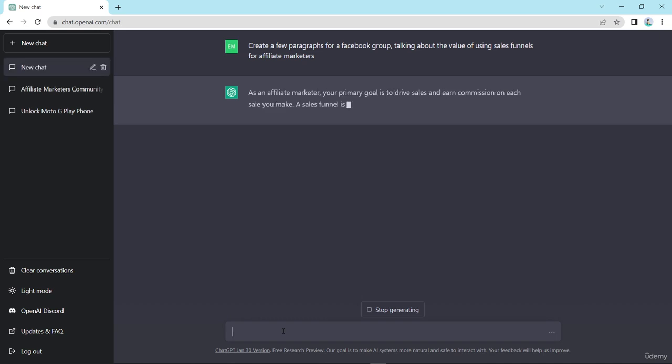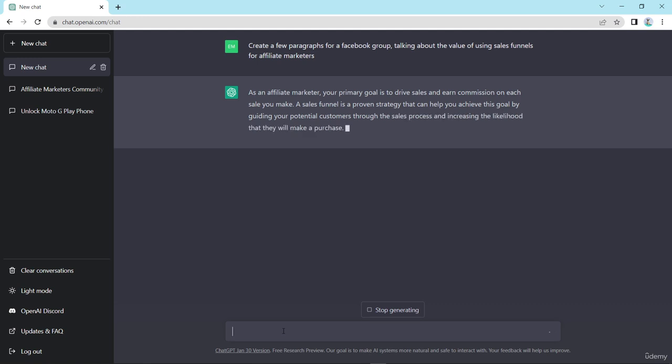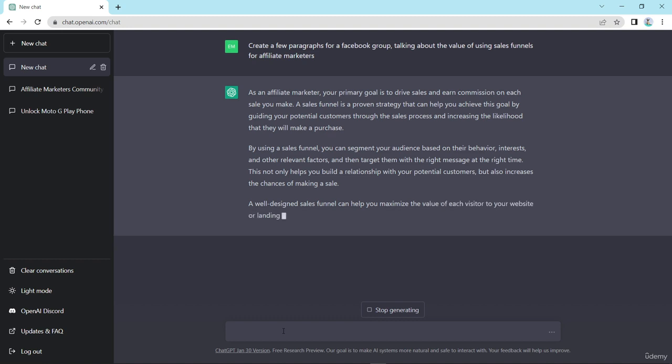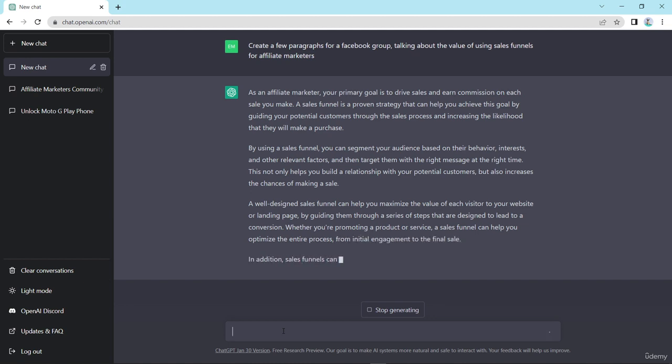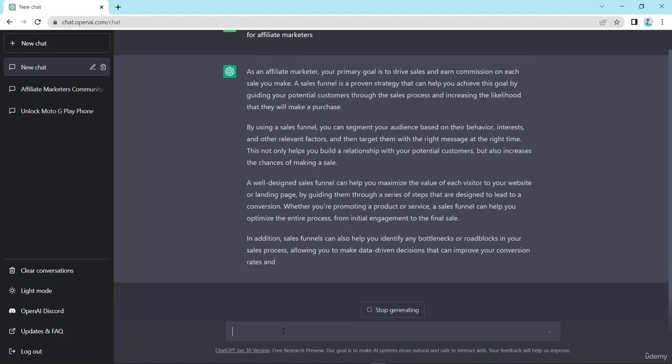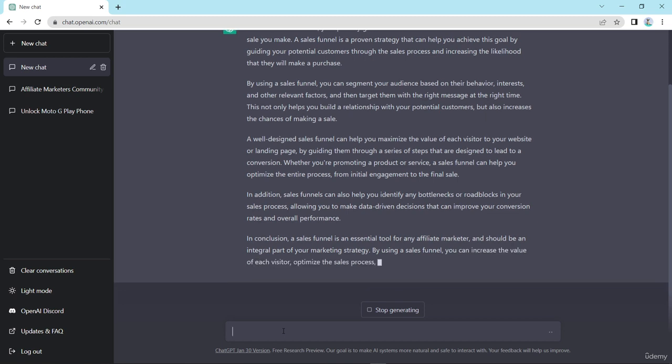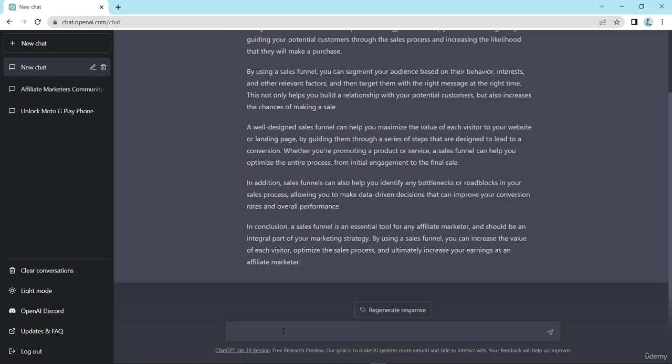As an affiliate marketer, your primary goal is to drive sales and earn commission on each sale you make. A sales funnel is a proven strategy that can help you achieve this goal by guiding your potential customers through the sales process and increasing the likelihood that they will make a purchase. A sales funnel can also help you identify any roadblocks in your sales process, allowing you to make data-driven decisions that can improve your conversion rate and overall performance.